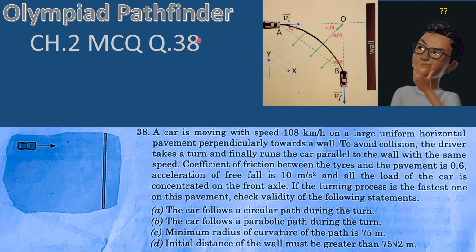This question is from Olympiad Pathfinder, Chapter 2, Multiple Choice question number 38. It is given that a car is moving with speed 108 km per hour perpendicular to a wall on a pavement. This pavement is horizontal. To avoid collision, the driver takes a turn and finally runs the car parallel to the wall with the same speed with which it was coming towards the wall.